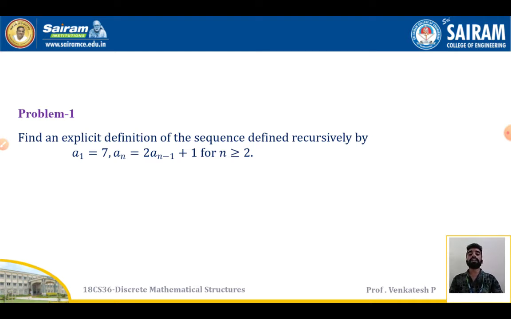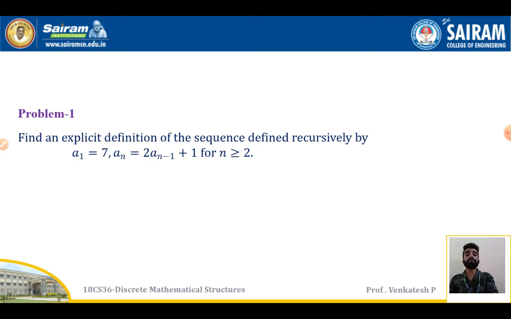So the problem is: find an explicit definition of the sequence defined recursively. They have given a recursive definition, and I want to represent this explicitly. They have given the value a1 = 7, and a_n = 2a_{n-1} + 1, for n greater than or equal to 2.